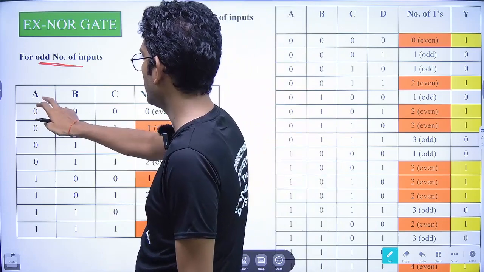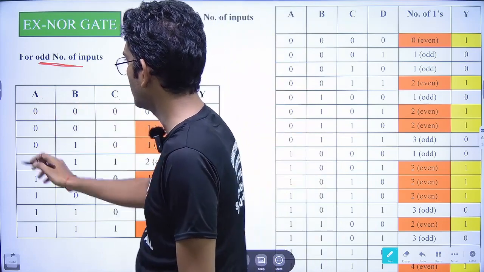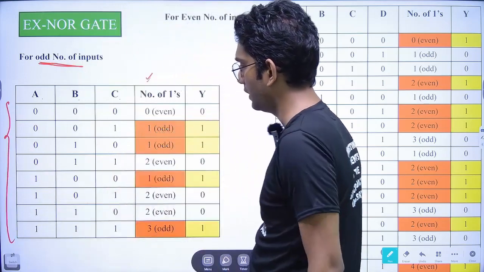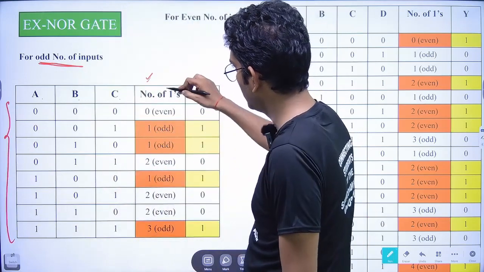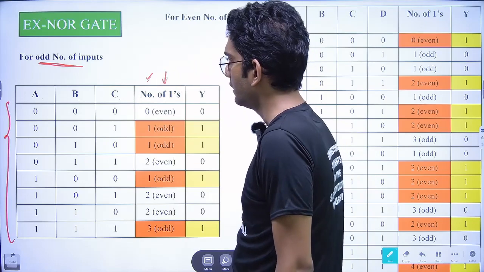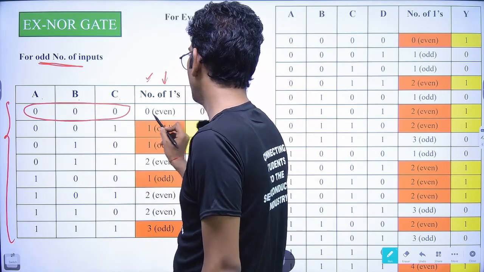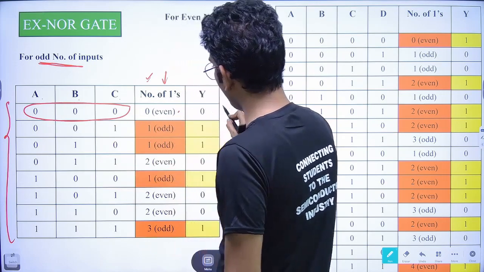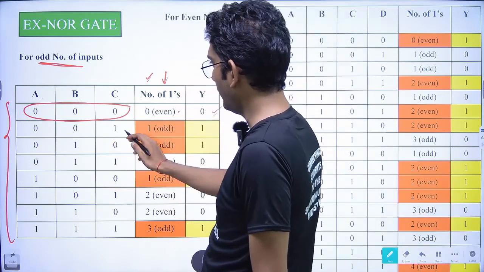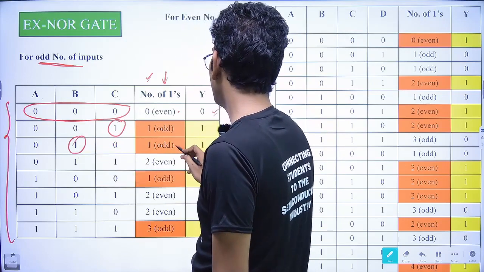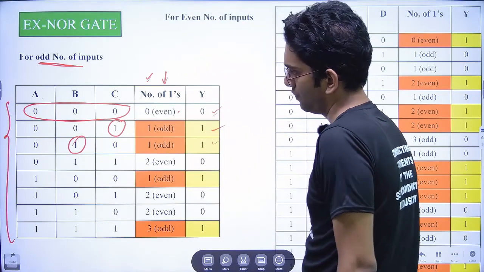Now here three inputs A, B and C are taken. These are all the possible combinations of the three inputs, a total of 8 combinations. Now this column shows the number of ones present. Here in the first case no 1 is present, so the count is 0, an even number, so it will give the output as 0. Here in this case a single 1, and here also a single 1, so in both cases it will give the output as 1.